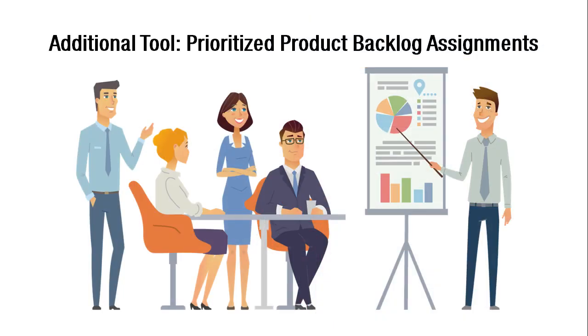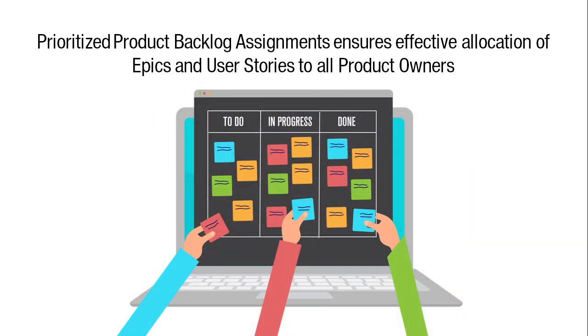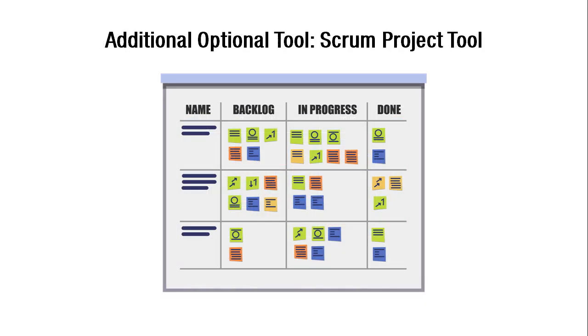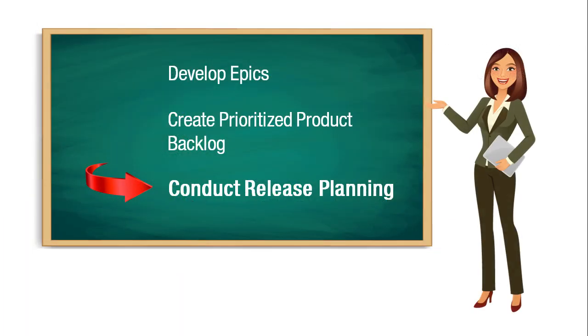Additional tool, prioritize product backlog assignments. Since the chief product owner and several product owners are involved with a large project, prioritize product backlog assignments ensure effective allocations of epics and user stories to all the product owners. Additional optional tool, Scrum Project Tool. It is recommended to use a Scrum Project Tool to automate processes. Conduct release planning is the last process.